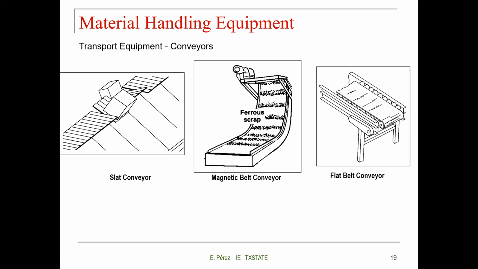Transport equipment conveyor, the slat conveyor, those are typically seen in distribution centers. So for example, UPS, they receive these boxes and they need to be split into different trucks. So you will see that slat conveyor. Magnetic belt conveyor, those are specifically for products that are to be sorted or that have some type of property. And the flat belt conveyor is very common. This has a flat surface that can move different types of products.